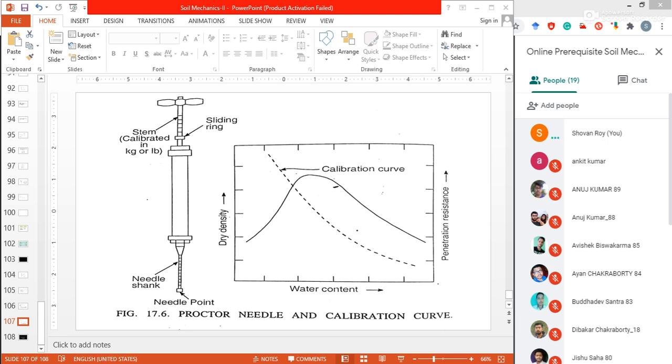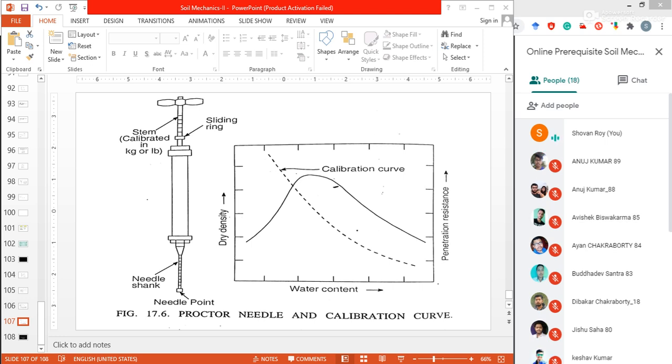Now, after the field compaction methods, we have another challenging thing, that is field compaction control. The field compaction control normally consists of the determination of water content at which the soil has been compacted. So now we have some idea that water content is one of the important factors of soil which maintains the maximum density of the soil. Without water content we cannot achieve the maximum density of the soil.